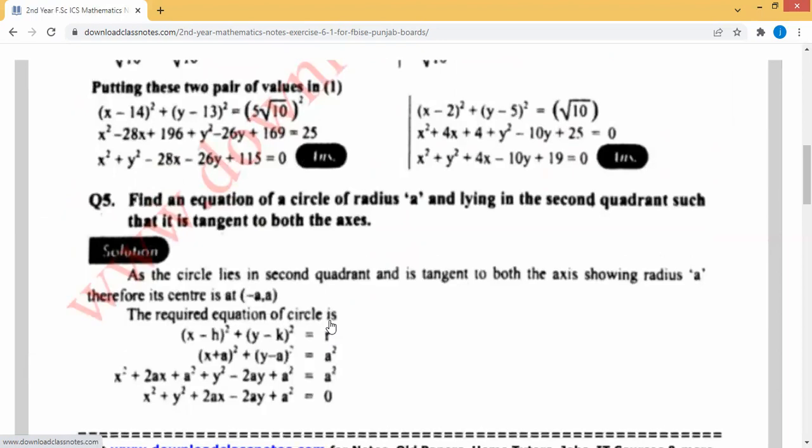Next is: find an equation of a circle of radius a, lying in the second quadrant, such that it is tangent to both the axes. Now we have to take the radius as a, as the circle lies in the second quadrant, and it is tangent to both of the axes, so the center is shown as (-a, a).